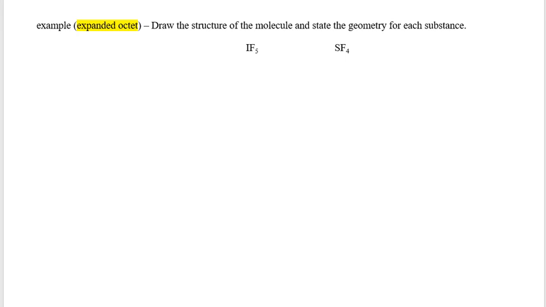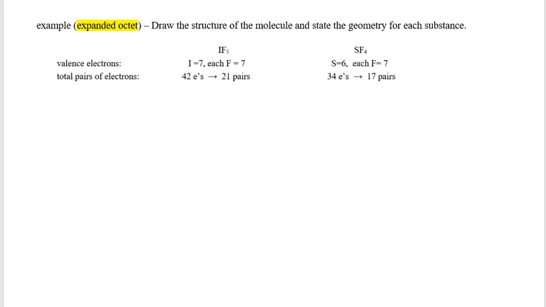The way you do expanded octets is via the valence methodology, where you have to add up the electron pairs and keep track of your valence electrons. You really do need to keep track of valence electrons, because you don't really know if you have expanded octets or not unless you know the exact number of valence electrons you're dealing with. So let's look at the examples of IF5 and SF4.